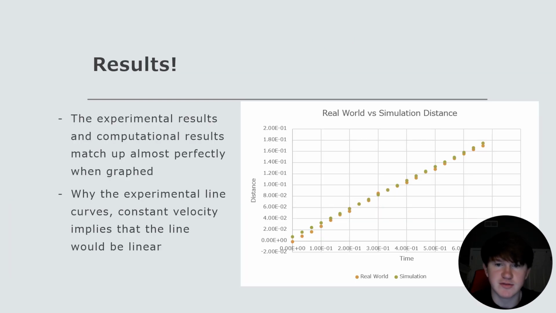So what were the results? Results were actually quite promising. We saw that the data from the code was linear, which is important, and that the data from Tracker was actually quite linear, not exactly, which we'll get into in the next section. The fact that they lined up meant that the experiment was quite accurate.